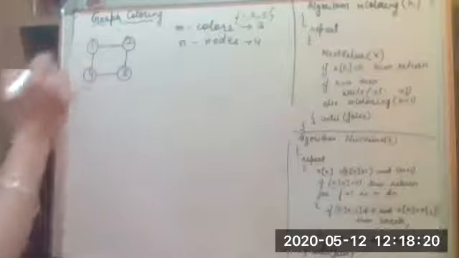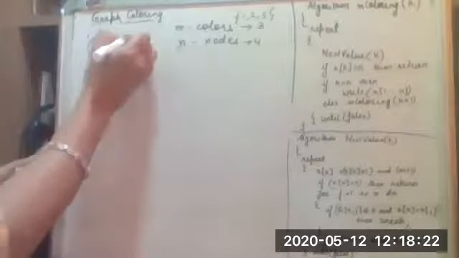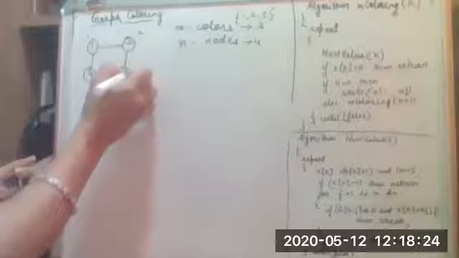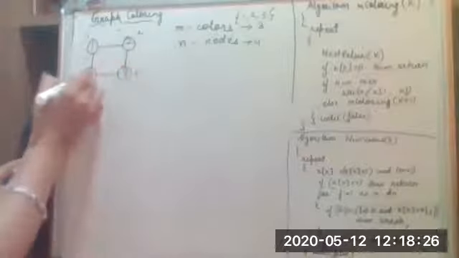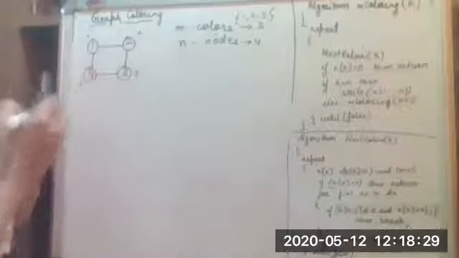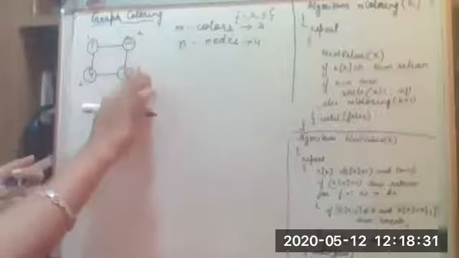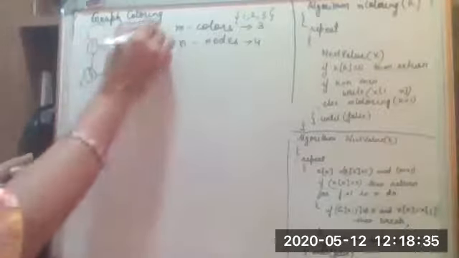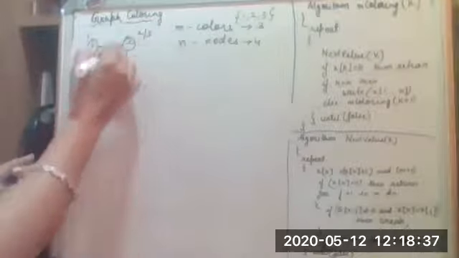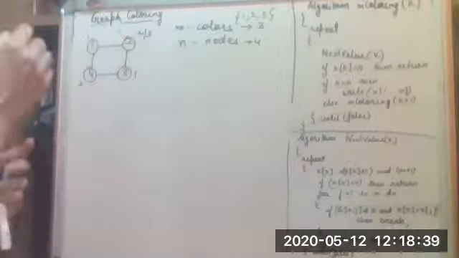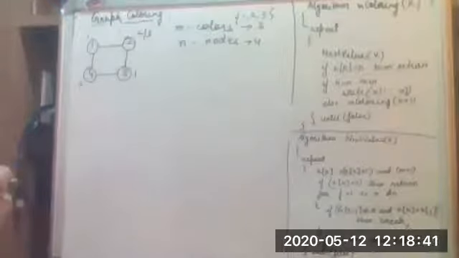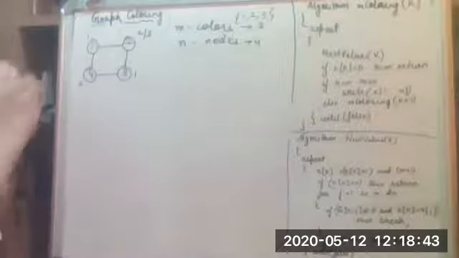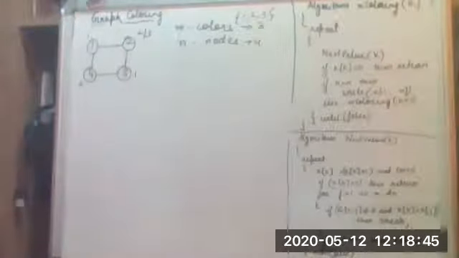Yes. So the first node gets the first color, then the second node gets the second color, third node can get third color, and this one can get second color. Or this one can also get the color 1. This one can get the color 3. Yes. So all those different permutations are part of the solution of coloring this graph. And the state space tree will depict those solutions.